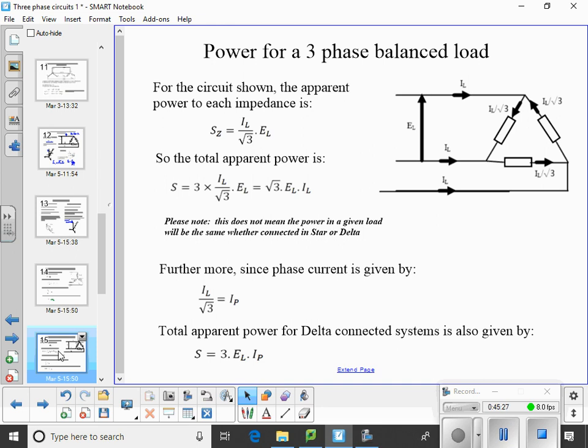When we have a look at some imbalanced loads, what do you mean when one winding goes open circuit or partially short circuit? Well, that's going to change the current that's flowing in the other two as well. Please wait till we get to that bit.